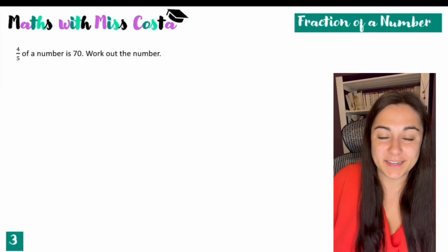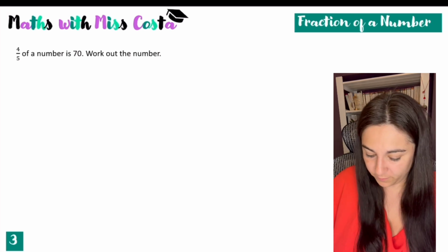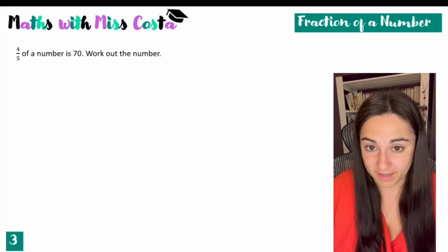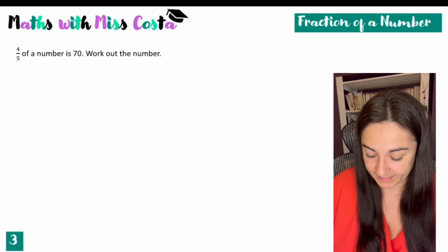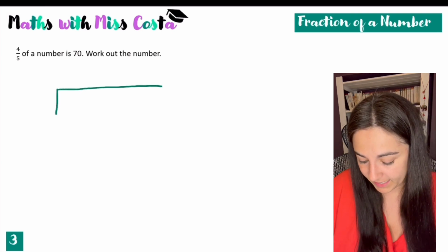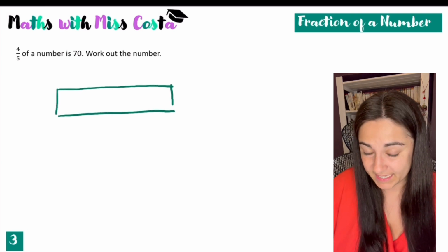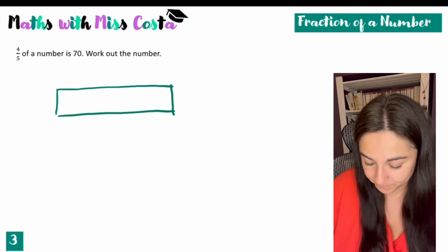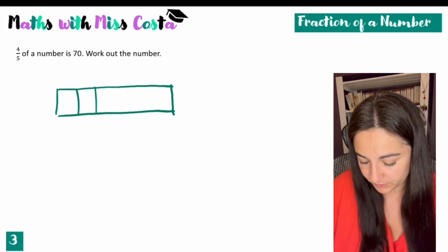Okay, so when we're dealing with fractions, it's really helpful sometimes to just draw out a diagram so that we can see what's happening. So 4/5 of a number, I'm told, is 70, and I need to work out what that number is. Now, a common mistake people might make is work out what 4/5 of 70 is, which isn't what the question is asking. So it helps to draw out a visual diagram.